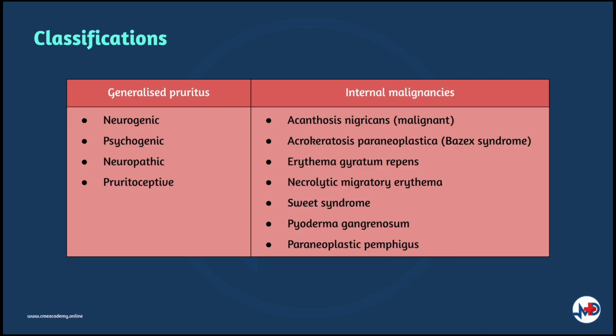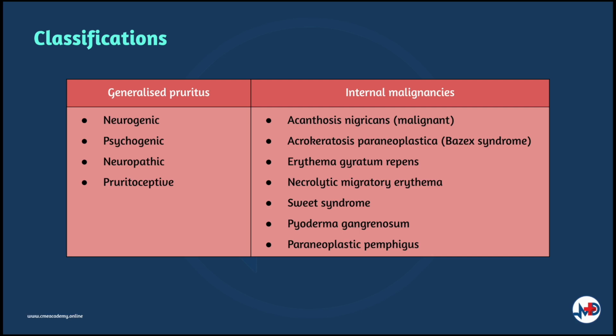Generalized pruritus is classified into neurogenic, psychogenic, neuropathic, and pruritoceptive. Neurogenic pruritus is generated in the central nervous system in response to pruritogens but without any evidence of neural pathology, while psychogenic pruritus is caused by a psychological disorder. Neuropathic pruritus is a result of neuronal pathology along the afferent pathway, while pruritoceptive pruritus is generated in the skin, usually by inflammation or other visible pathological processes involving the skin.